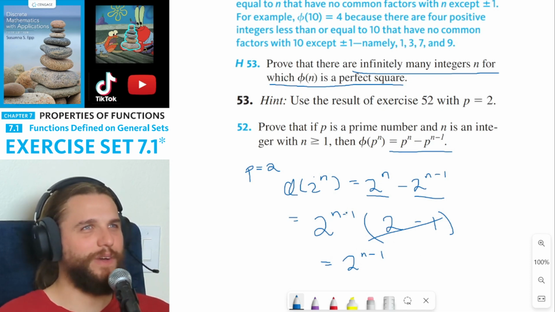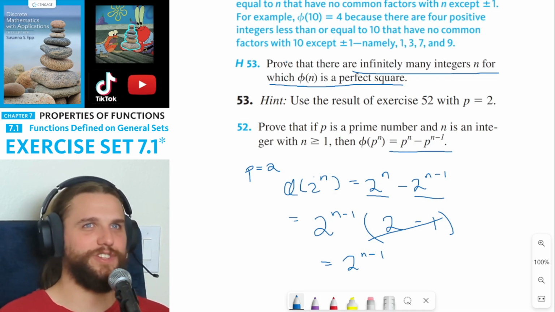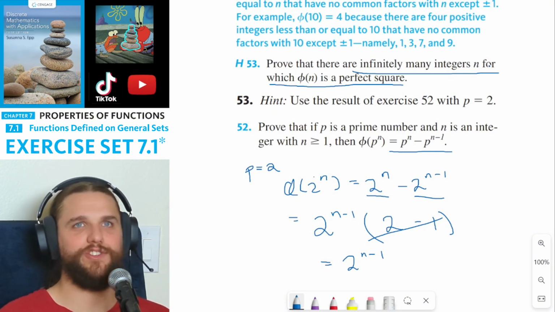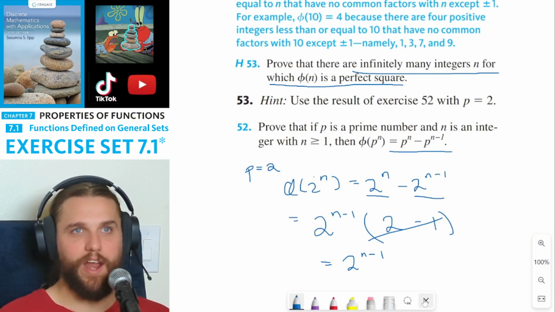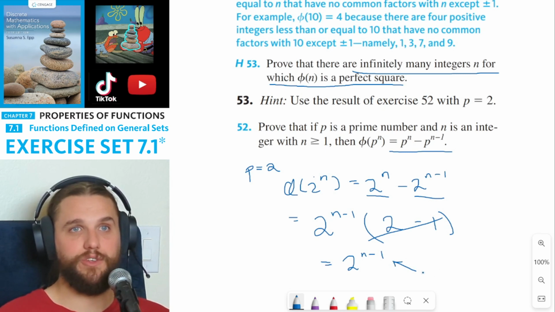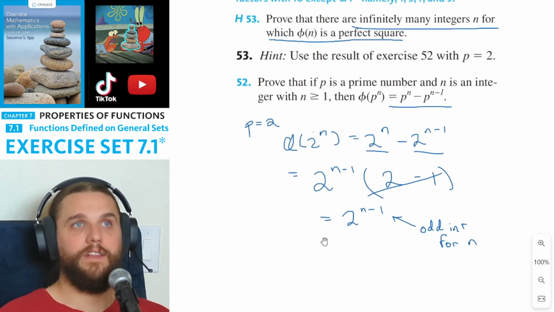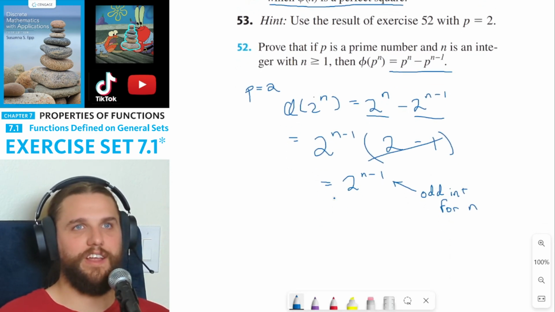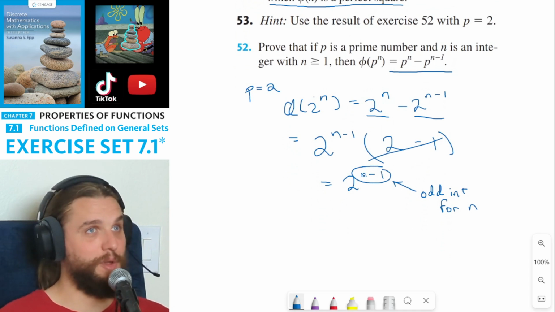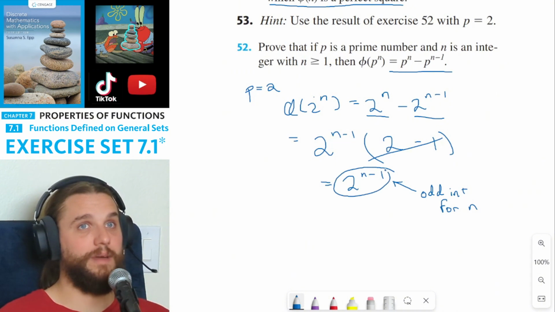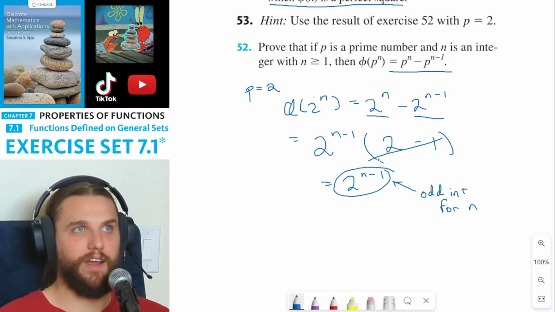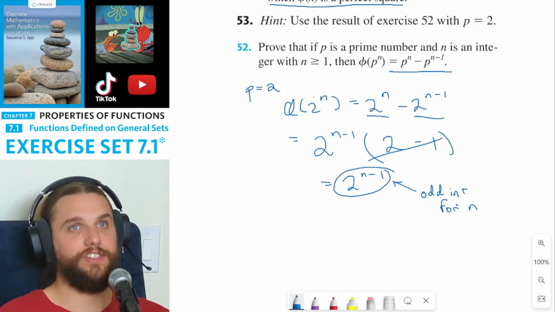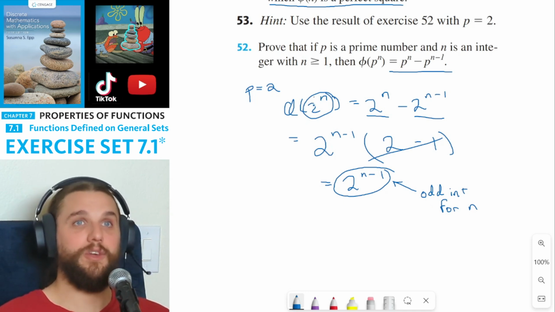Now, the question is, how is this relevant to the original question? How do we produce infinitely many integers n for which phi of n is a perfect square? Well, we can specifically choose odd integers for n. Let's imagine for a moment that n is odd. If n is odd, then this exponent is even. And if this exponent is even, then this entire number will end up being a perfect square. And since there are many odd integers n, there are many numbers 2 to the n that we can use to produce phi of n as a perfect square.